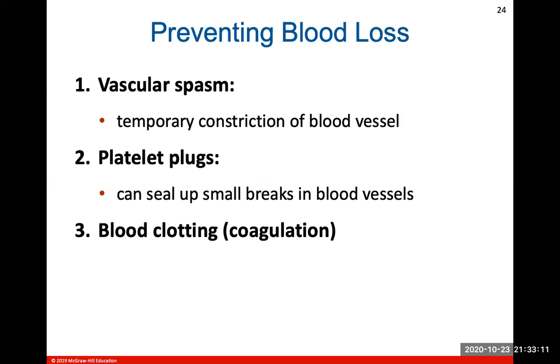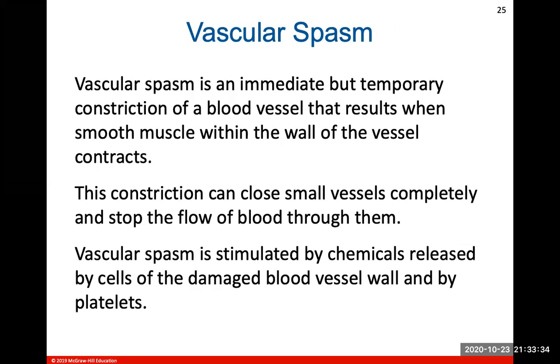A vascular spasm is a temporary constriction of the blood vessel to try to keep the blood from leaking out. A platelet plug can seal up small breaks in blood vessels, and blood clotting, coagulation, is the actual act of these platelets to try to form a clot or a plug in a way in the blood itself to try to keep anything from leaking.